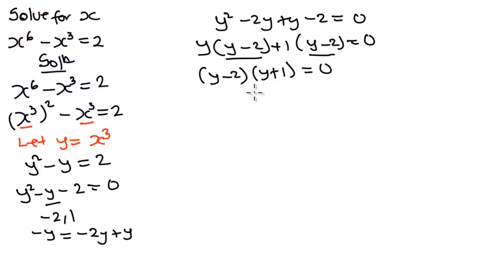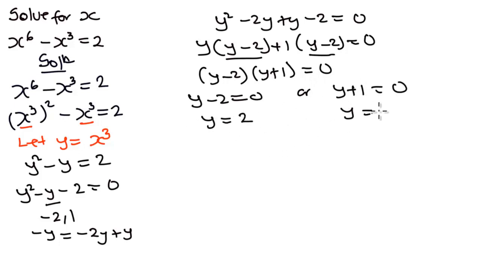And from here we have two factors, so we can equate this to 0 and we can also equate this to 0. So let's go ahead and do that. We are going to have y minus 2 to be equal to 0 or y plus 1 to be equal to 0. So we're going to have y to be equal to 2 or y to be equal to minus 1. But from the question, we are asked to find x, not y. And from here, we let y be equal to x cubed.